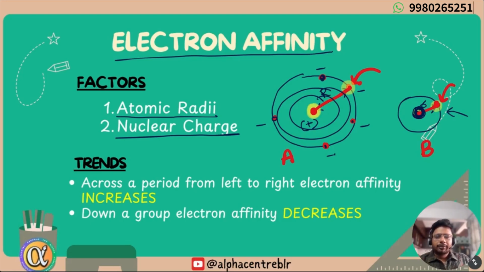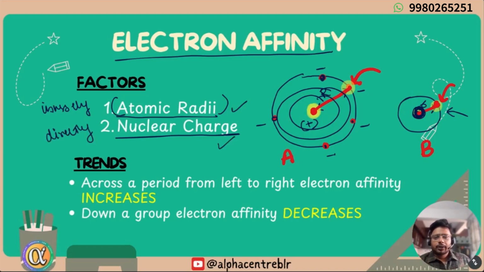And hence, with both these factors, if the nuclear charge is big or the atomic radius is less, in both cases, electron affinity would be greater. So we can say that electron affinity is inversely proportional to atomic radius, meaning smaller atomic radius will have greater electron affinity, and it is directly proportional to nuclear charge.